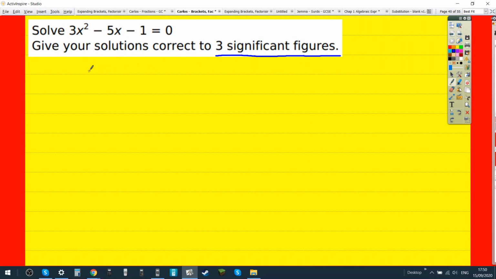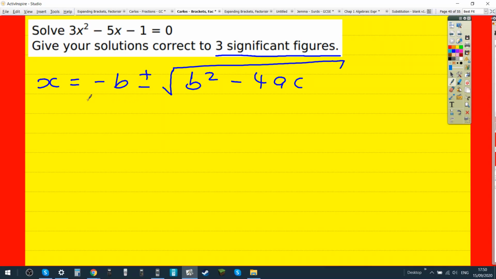Okay, so this one says 3 sig fig, round your answer, and so that means we're using the quadratic formula. You would look on your formula sheet, and it has this big formula. Okay, how do we do this one? So A would be 3, B 5, and C 1.